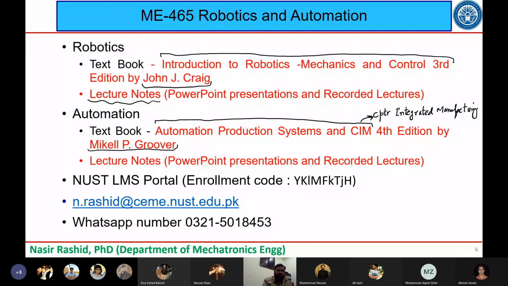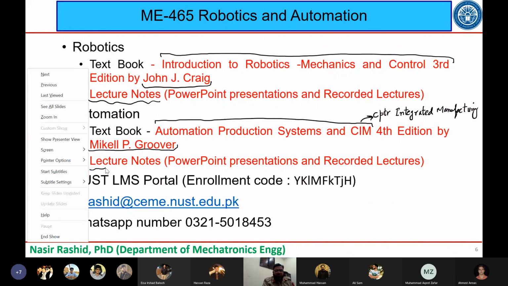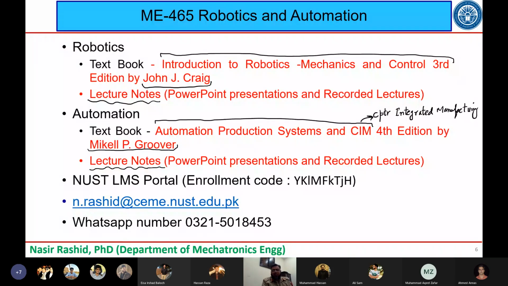Its original version is quite expensive, but a low priced edition you are going to get for around 800 to 1000 rupees. So if you get a chance to buy this book from the market, I would request you to, because keeping books with you, making them your friends, would always be beneficial. Similarly, the lecture notes in the form of PowerPoint presentations and recorded lectures would be available to you.